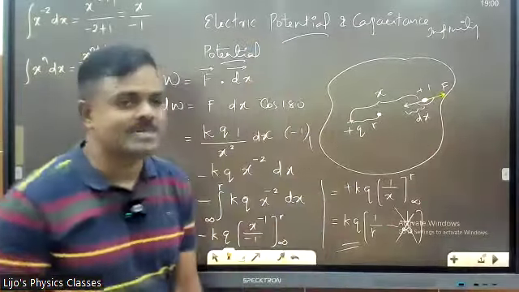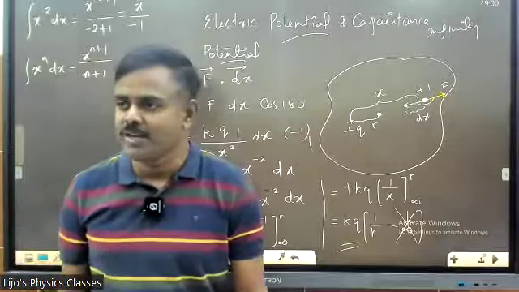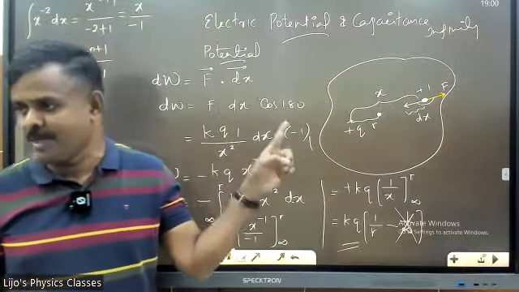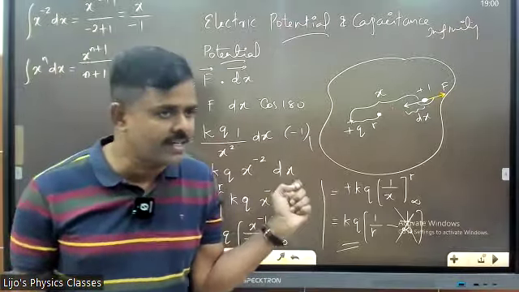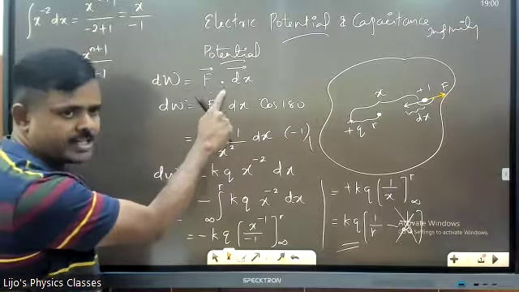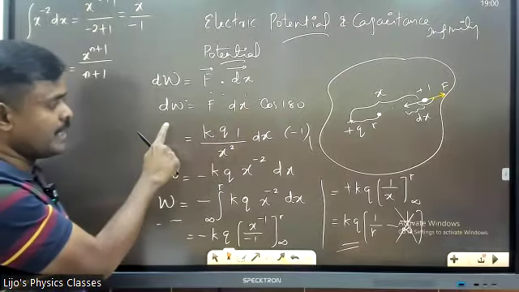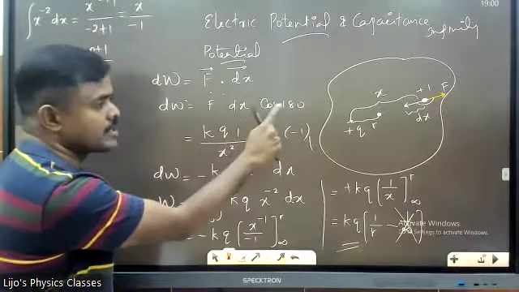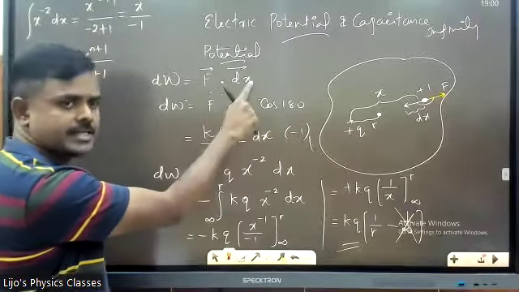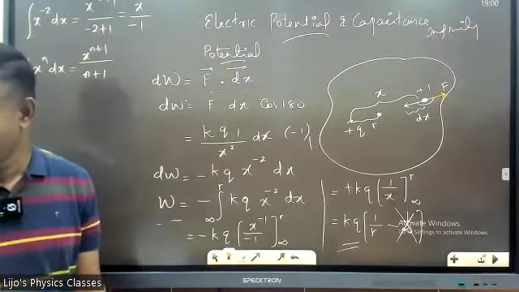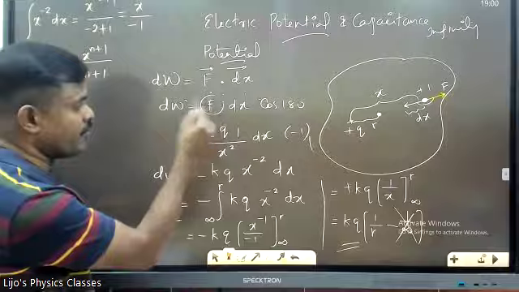Then you can find the small work done. How to find the small work done? Work done is given by force dot displacement. So small work done is given by force dot small displacement. So dW is equal to F into dx into cos theta. A dot B is AB cos theta. Correct? Cos 180. Then it is common sense you are putting force value.